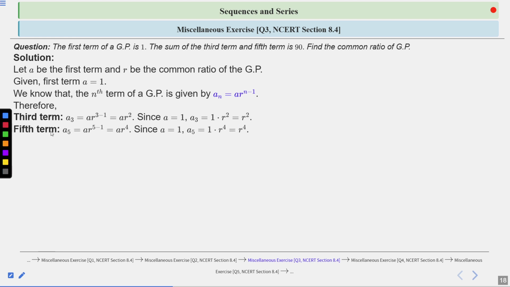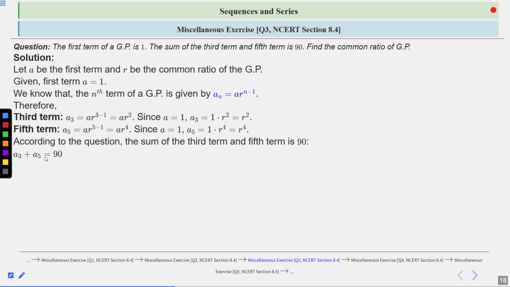If we put n equal to 5, we get the fifth term, a5 equals a times r power 5 minus 1, that is equal to a into r power 4. Since the first term is 1, a5 equals 1 times r power 4, that is equal to r power 4. The value of a3 is r square and the value of a5 is r power 4. Now according to the question, the sum of the third term and fifth term is 90. So we get a3 plus a5 equals 90.